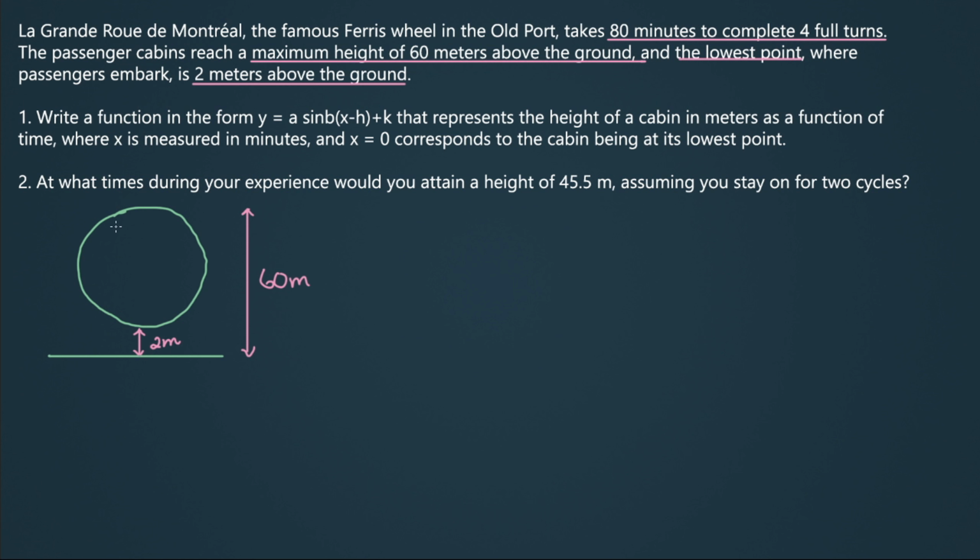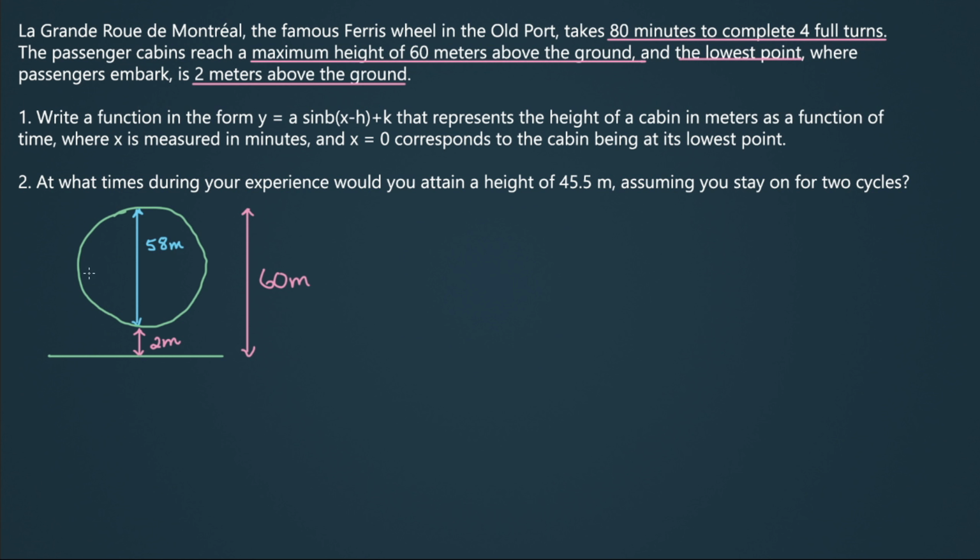So looking at this diagram real quick, you can probably tell that the distance from the top of the Ferris wheel down to the bottom of the Ferris wheel would be just 60, which is the distance from the ground to the top, minus 2, which is the distance from the ground to the minimum. So 60 minus 2 is 58 meters.